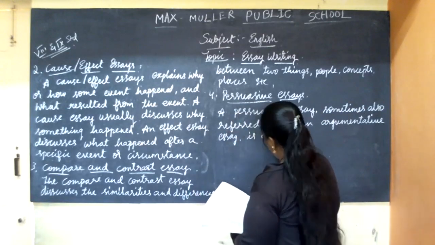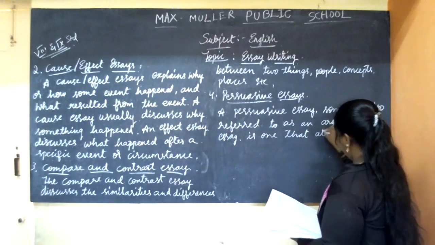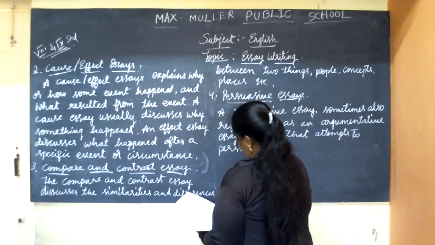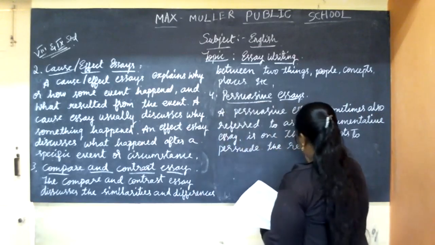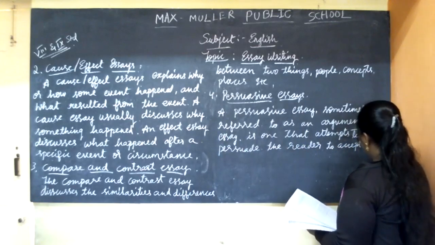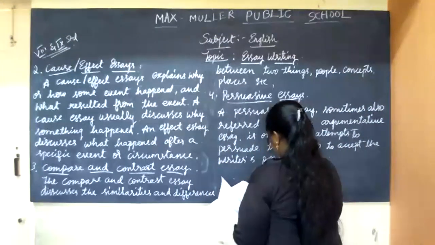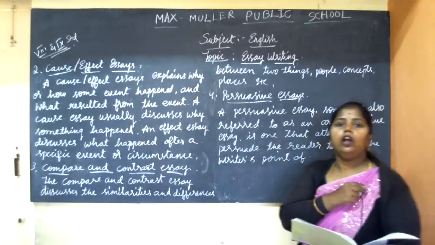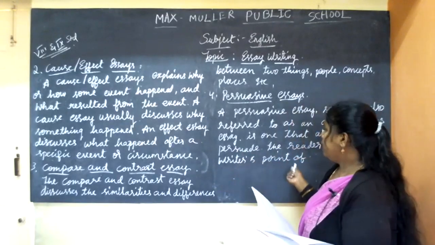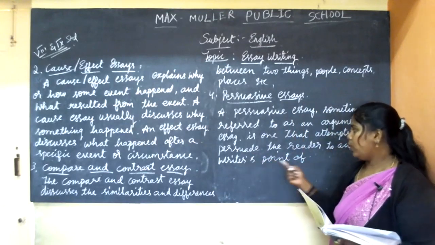It is one that attempts to persuade the reader to accept the writer's point of view. As I said, in your own way, you will think this is right, so you will have your own points for that. In which way is it correct? The essay persuades with the point of view of the writer. According to you, this is correct. So, the writer's point of view.